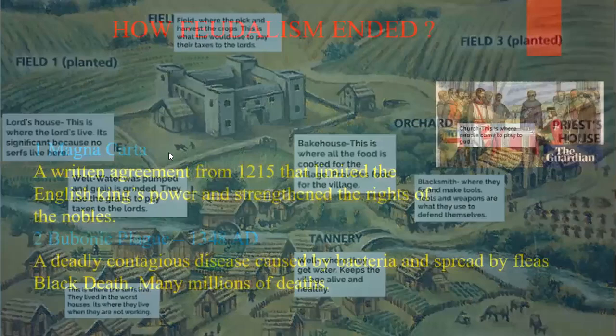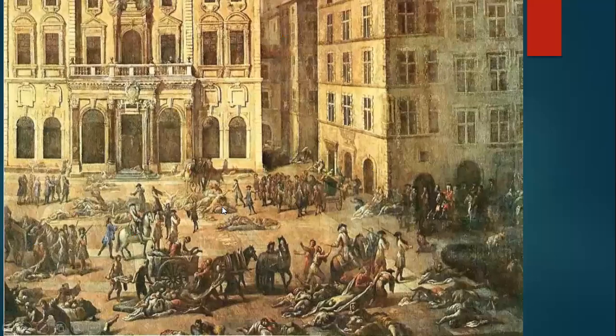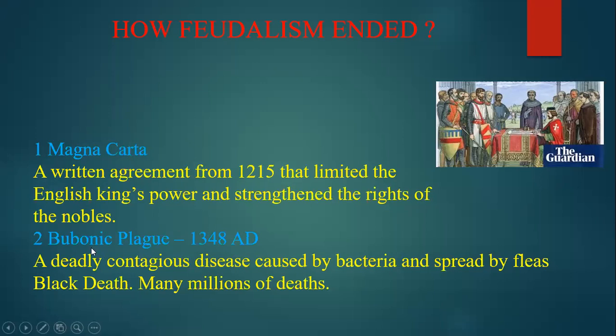However, the feudal system ended because of many reasons. I'm not going to explain all these things. The bubonic plague I am just taking. This is 1348, like corona, a deadly contagious disease caused by bacteria. Corona is by a virus. This one is bacteria and spread by fleas. Black death. So this was spread by fleas, and this was known as what? Black death.